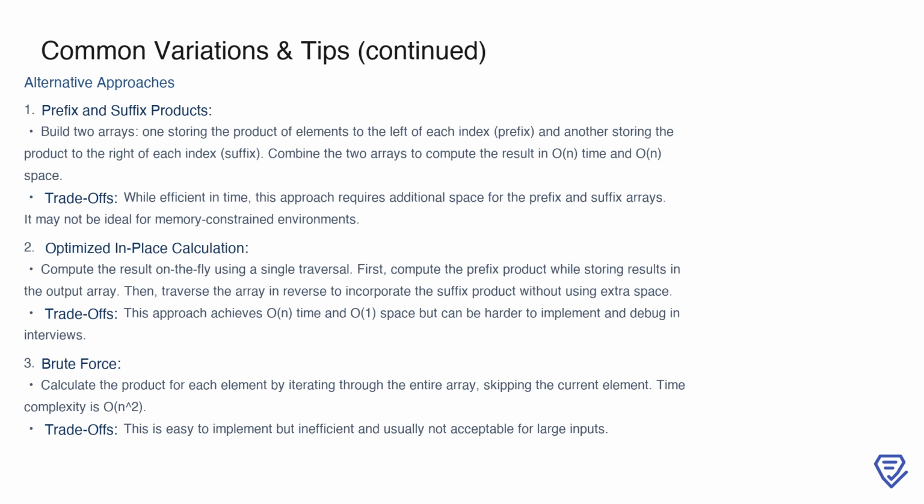Lastly, there's always the brute force approach, where you calculate the product for each element by iterating through the array and skipping the current element. While simple to implement, this results in O(n²) time complexity, making it impractical for larger inputs. Understanding these trade-offs is crucial when choosing the right approach for the problem at hand.